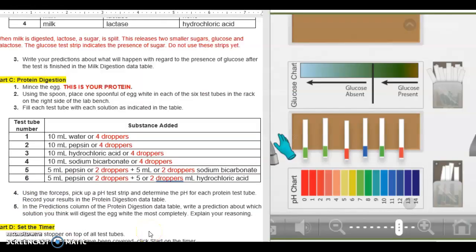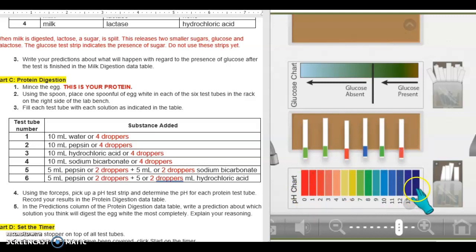All right, I have run the pH test for all of the test tubes, which is step number 4. And I've hung all of the pH test strips in order of their test tube. We are going to make some predictions in the data table at the bottom of this page about which solution is going to digest the egg white the best. But let's just use some deductive reasoning here.